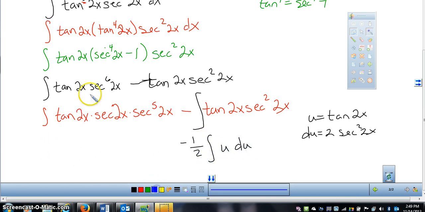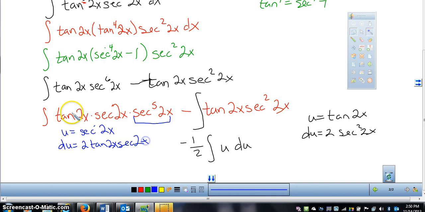And on this one, notice that I made this secant here. So I have tangent times secant. I'm going to let u equal secant of 2x. So then the derivative of that would be 2 times the tangent of 2x times the secant of 2x. So it would take care of all this here. And I would just be integrating u to the fifth du. Oh, 1/2.